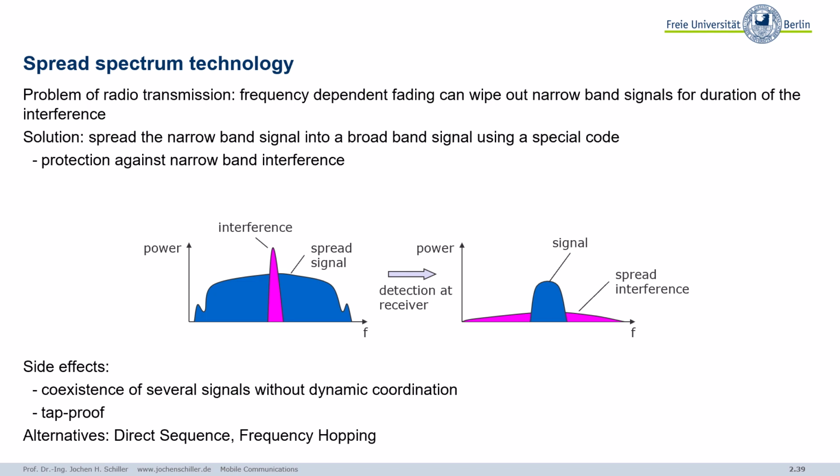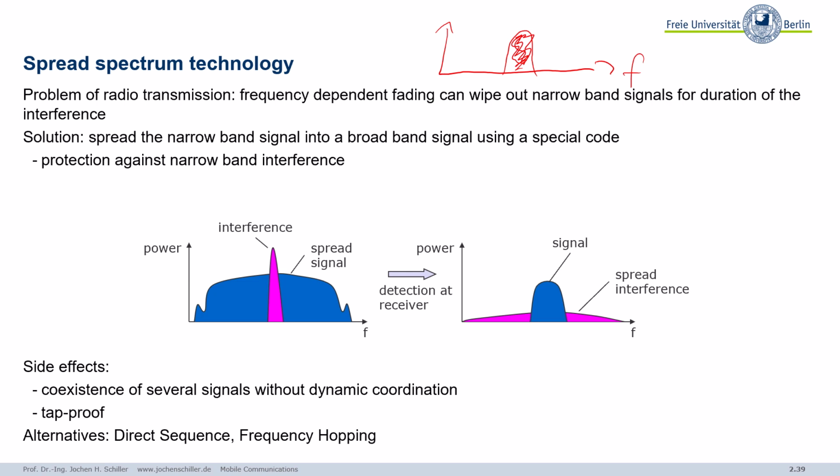Another technology where you have to have at least a basic understanding is called spread spectrum. So what is the problem? Let's have a look at the transmission. Let's assume you transmit a signal using a certain part of the spectrum. That usually, we learned this, creates, if you have the spectrum here, this peak, this is where you have your signal, a narrowband signal.